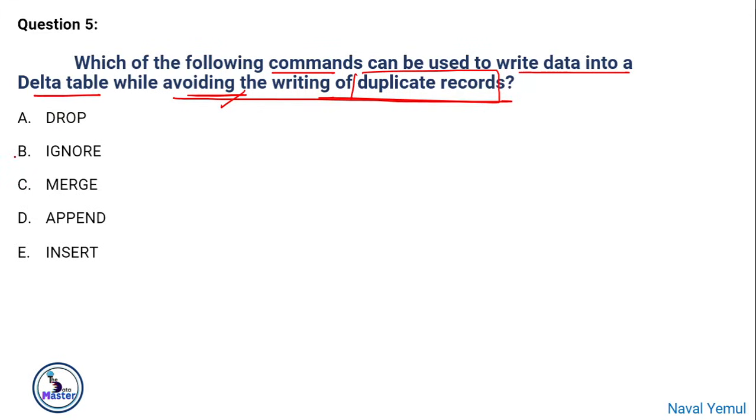So you can see various options are there. Drop, I don't think drop will work, because drop will entirely drop your data and metadata both. Ignore is an option, but leave aside ignore. Now looking at these three options, you can use insert, update, merge or append to write data into the Delta table. But here they don't want duplicates, so you have only one option called merge. With merge, your data will be written to a Delta table, but you don't see duplicates when you are using merge. So the answer is merge.